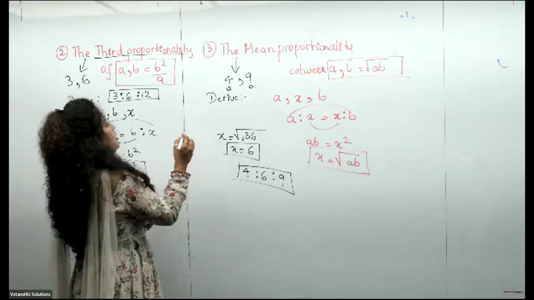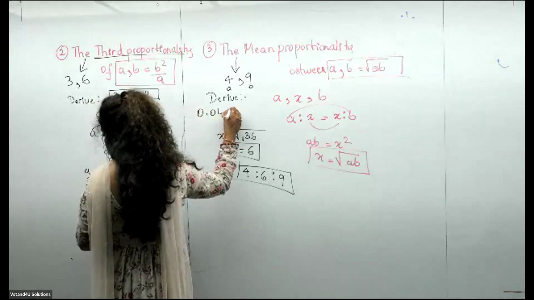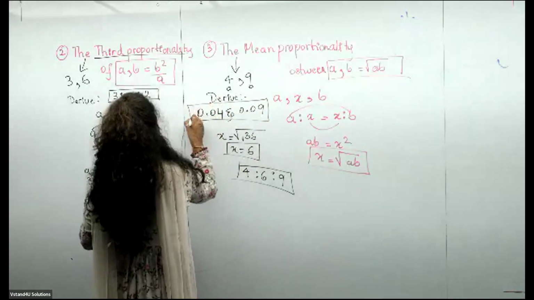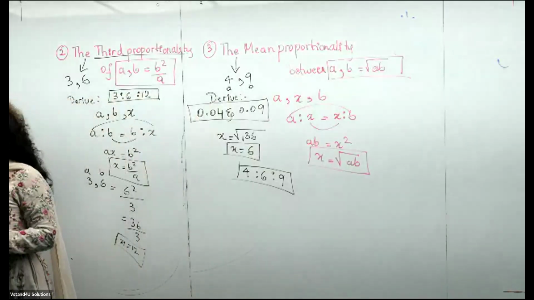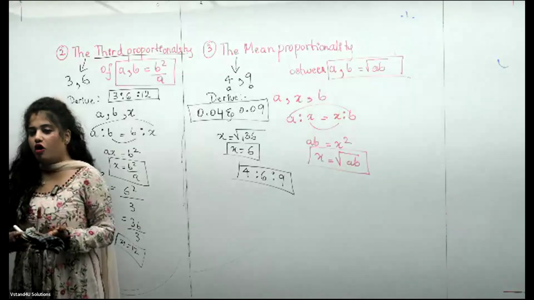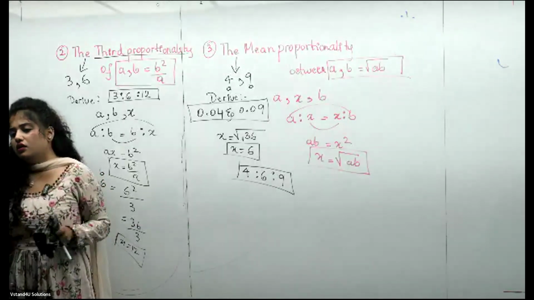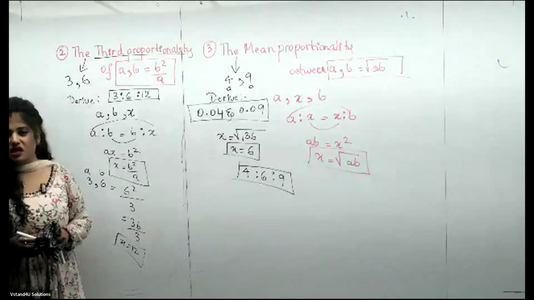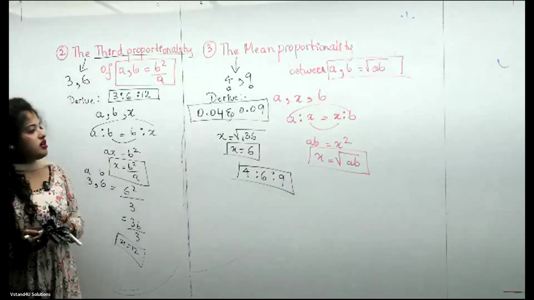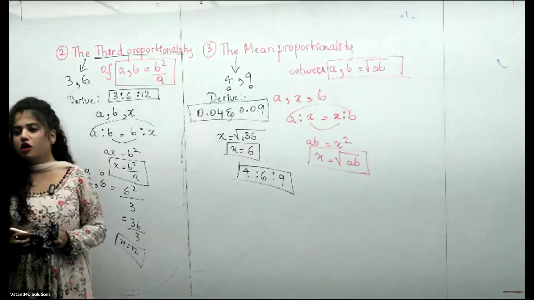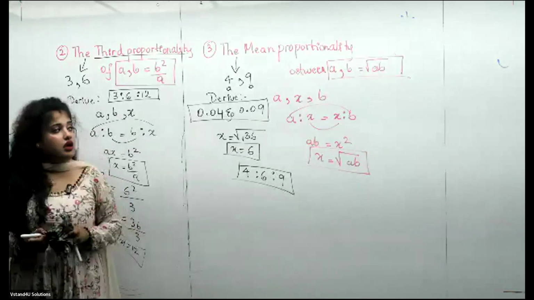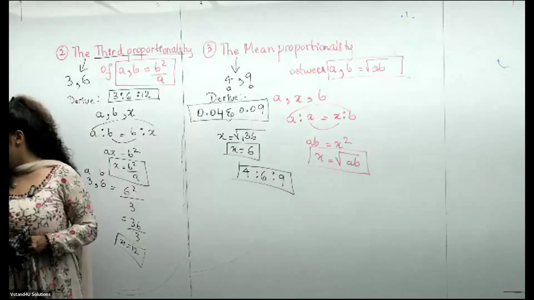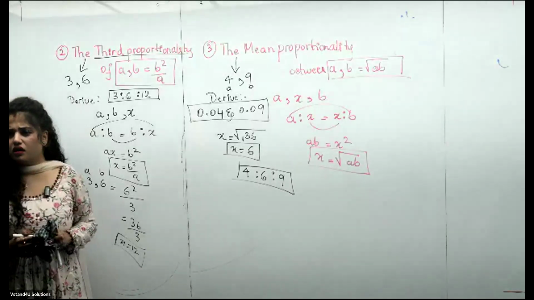Okay, can you tell me the mean proportion of 0.04 and 0.09? Can you calculate the mean proportion for 0.04 and 0.09? How much will I get? 0.04 square is 0.16. And what is the square root of 0.09? 0.81. So what is the answer I'll be getting? 0.97, no?